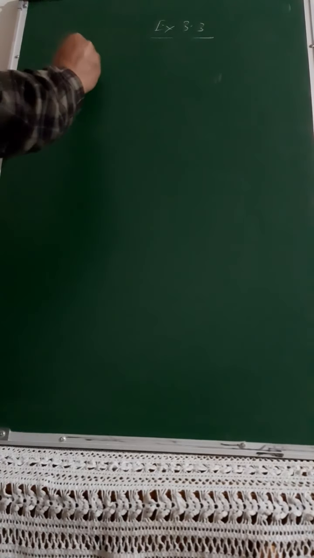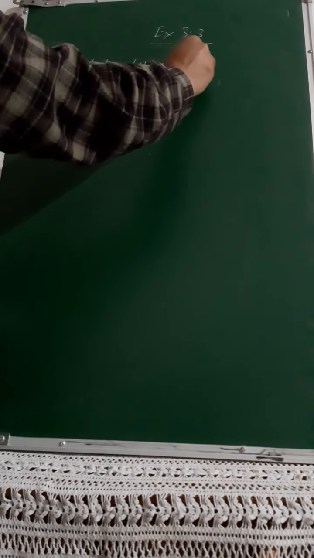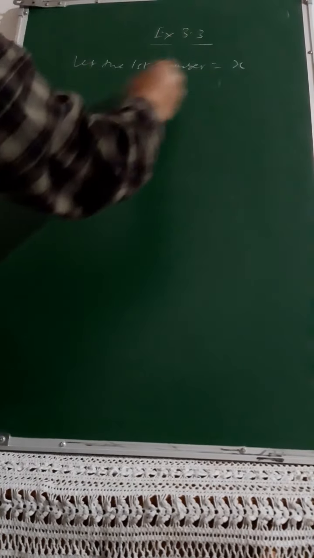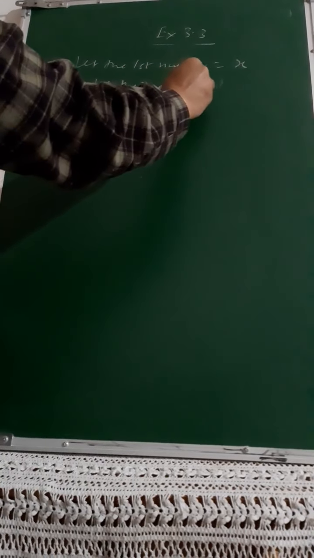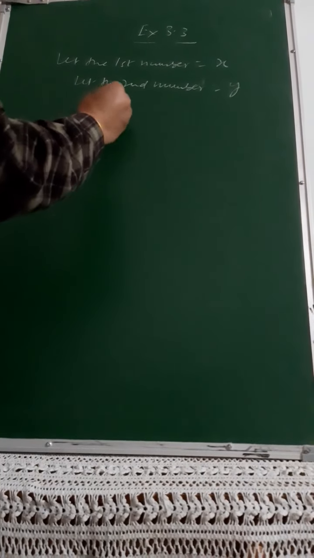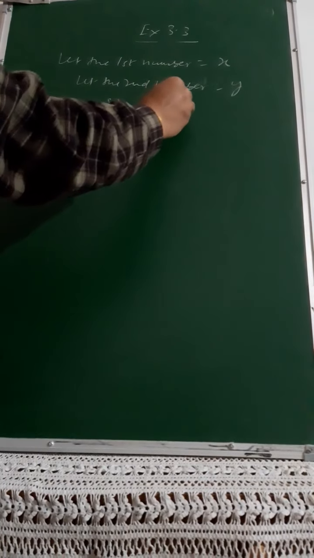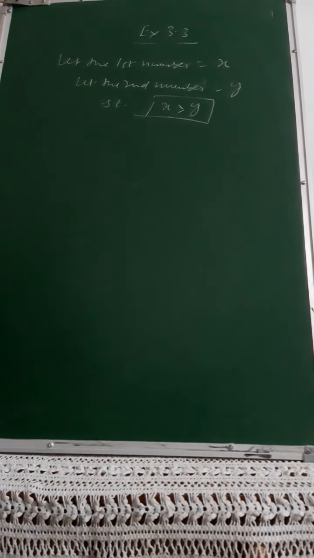So let the first number, now I am in 2 variables, so I am free to take x. So let the second number, second number is equal to what? Y. But dear students, here you make it very clear that x is greater than y. Please try to understand this.